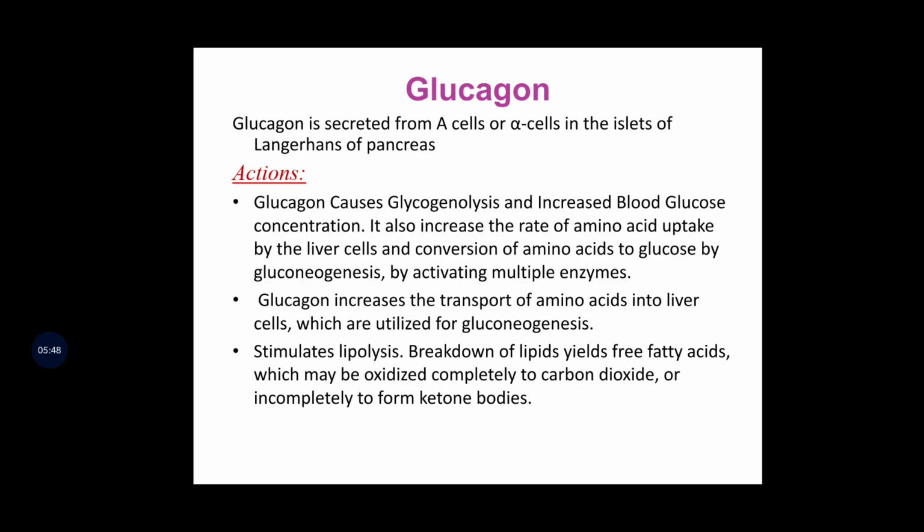The glucagon increases the transport of the amino acids into the liver cells, which are utilized for gluconeogenesis, and it stimulates lipolysis. The breakdown of the lipids yields free fatty acids. So fatty acids are released, which may be oxidized completely to carbon dioxide or incompletely to form ketone bodies. If they are completely oxidized, they form carbon dioxide, and if incompletely oxidized, they form ketones.